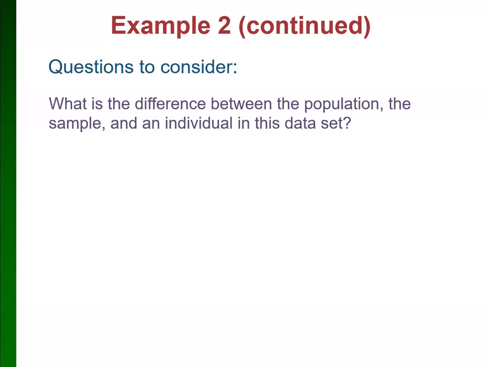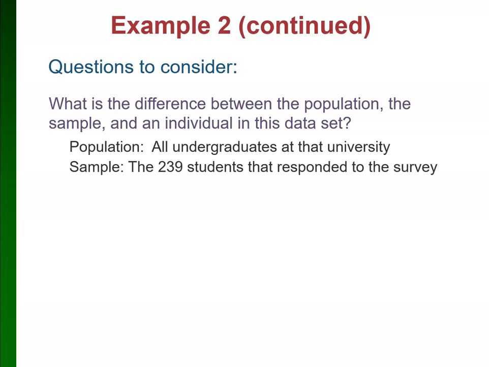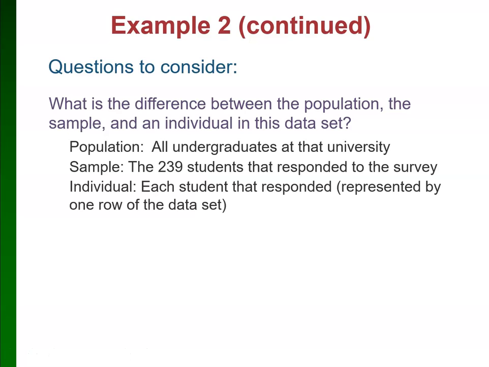First of all, what is the difference in this study between the population, the sample, and an individual? The population represented would be all undergraduates at the major university, because the sample was 239 undergraduate students. So the population represented would have to be undergraduates. And the sample is the 239 students that actually did respond to the survey. An individual in this data set would be each student that responded, and it would be represented by one row of the data set with all of those variables that were in the list of variables.